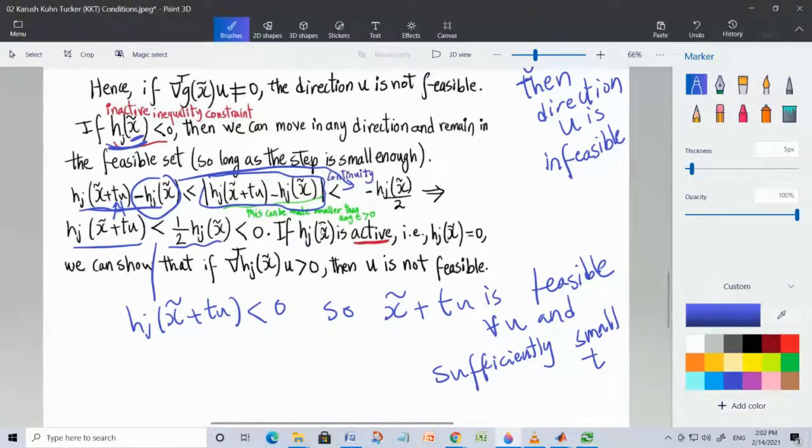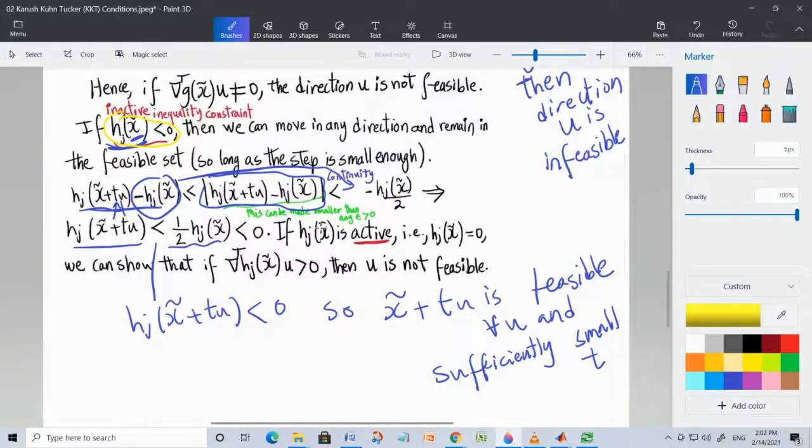So a piece of terminology here: if this is satisfied, we say that this constraint is inactive. So if an inequality constraint is satisfied with a strict inequality, we say that it is an inactive constraint.